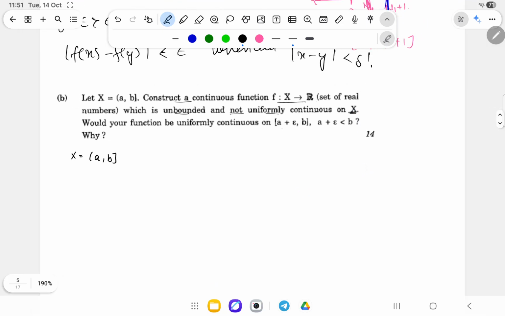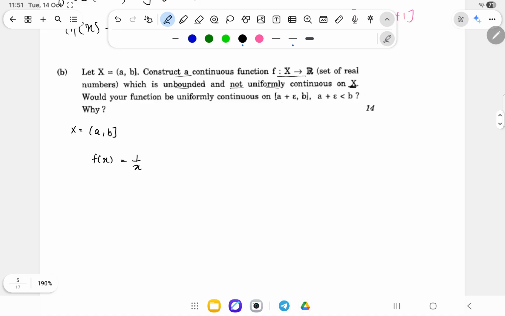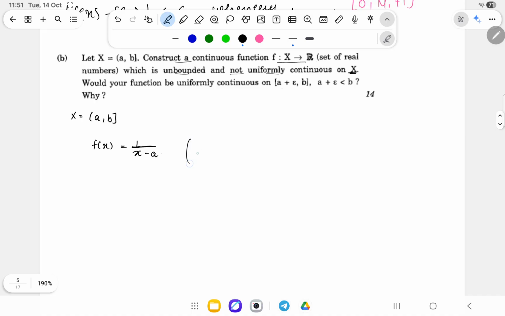So the easiest function that can come to someone's mind is basically f(x) equals 1 by x. But then we are supposed to construct it on this interval X, that is from open a to closed b. So let's reduce it. Let's assume that our function is 1 by (x minus a). If you observe, the only point of discontinuity this function has is x equals a, but the set X has no point a, so the function f(x) is continuous on the interval (a, b], that is X.